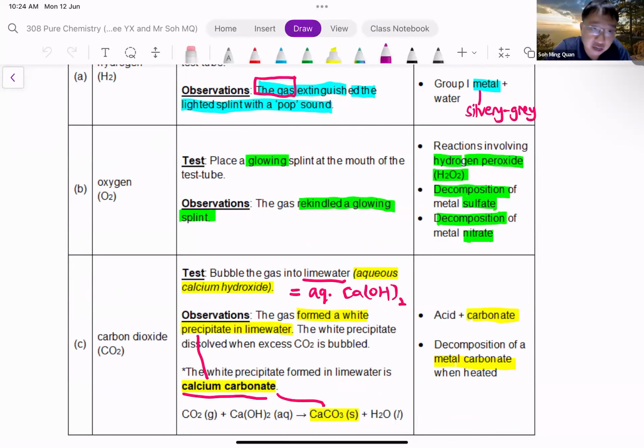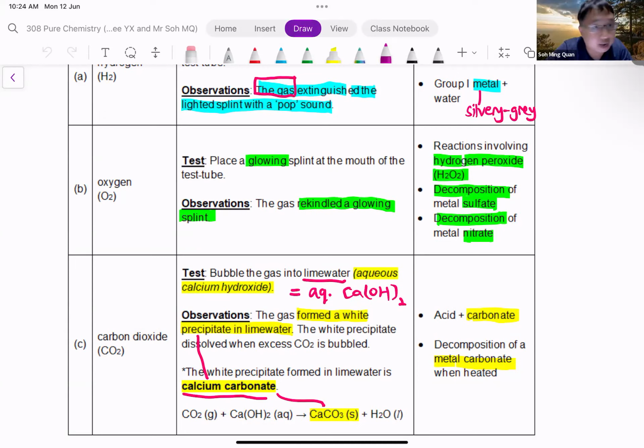Another common gas to test for, carbon dioxide. To test for carbon dioxide, you must bubble it into lime water. So many students don't prepare lime water in advance, which is rather strange. So when do you prepare lime water in advance? You prepare it when you're adding a carbonate to an acid.